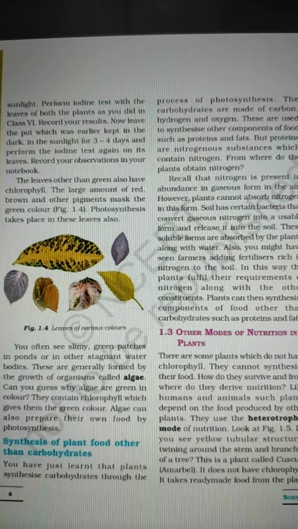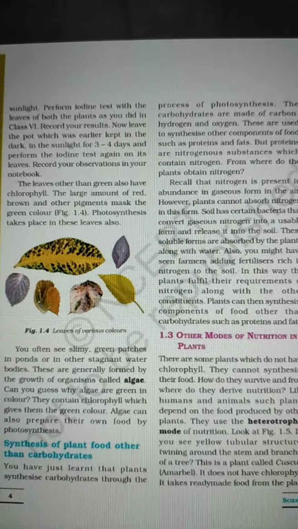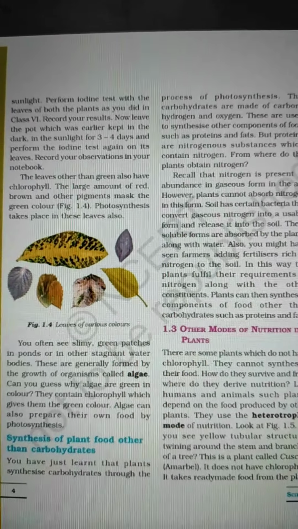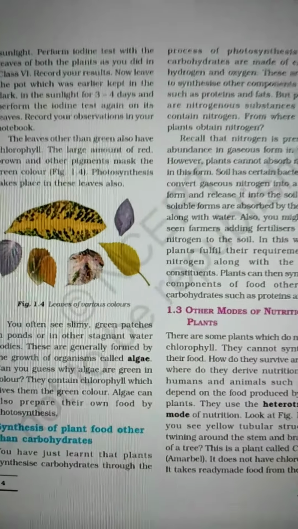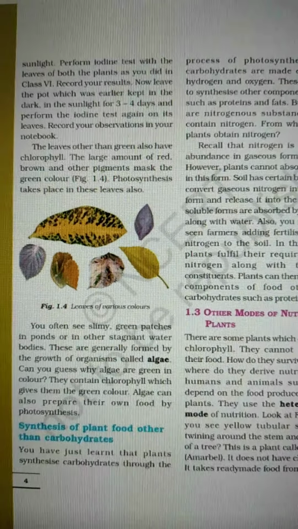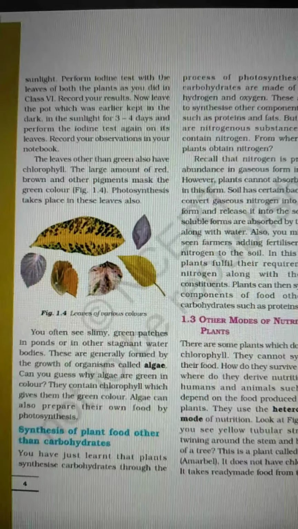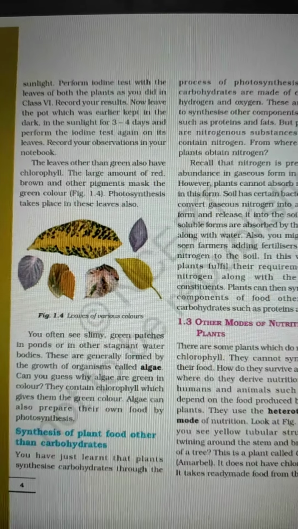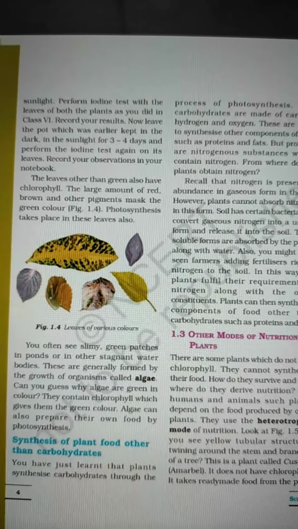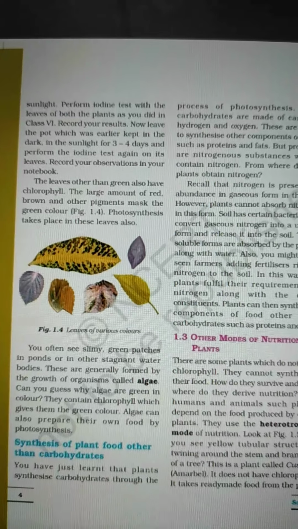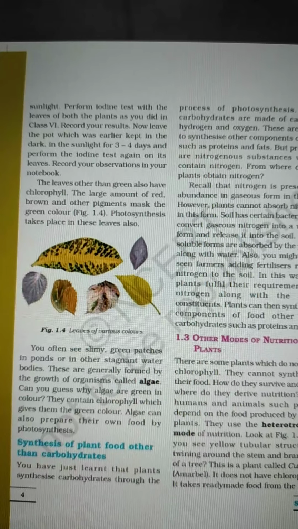Perform the iodine test with the leaves of both the plants as you did in class 6. So after keeping one of the plants in darkness and another one in sunlight, after 3 days you have to perform the iodine test, and you have to take one leaf from both the plants and perform the iodine test. Then after performing that iodine test, whatever the result or observation you have, you can write.